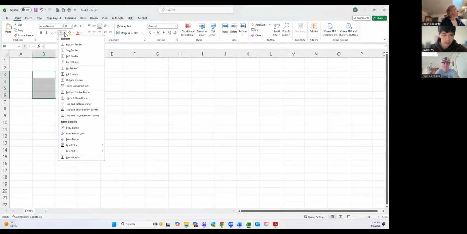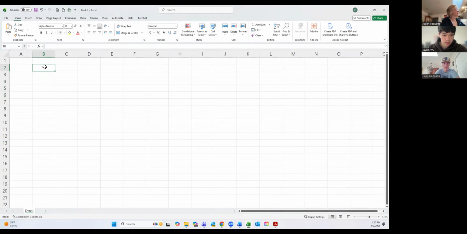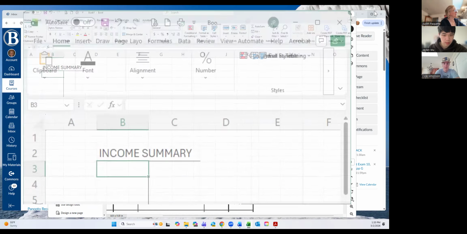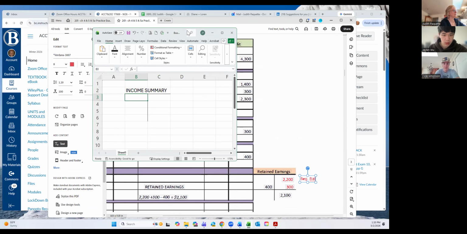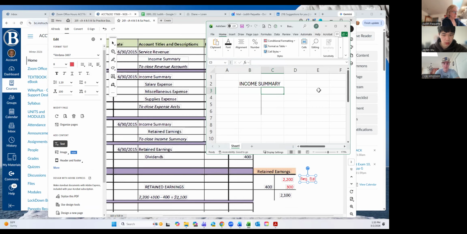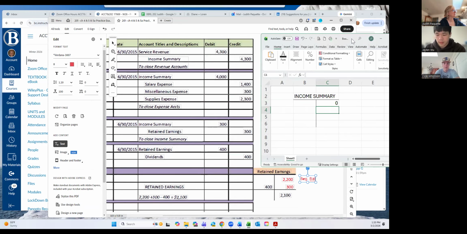So let's just say we had a T account here, and let's say it's for income summary. Okay, for this problem, and for all problems on closing, income summary has a 0 beginning balance. And then if we were to post this credit here, and then the second journal entry, this debit, it would look like this, 4,300 and then 4,000. Okay. That would be the balance.